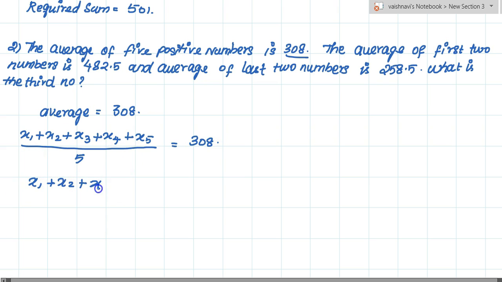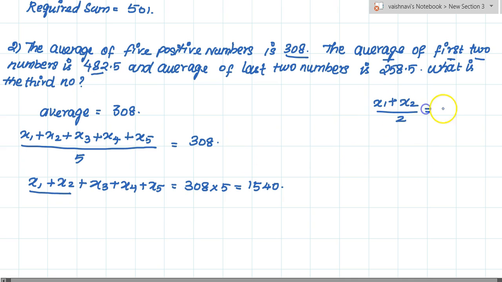So simplify it. You have to cross multiply 5 with 308 and you will get 1540. The average of the first two numbers is 482.5. So (x1 plus x2) by 2 is equal to 482.5. You should not forget that it is an average, okay?